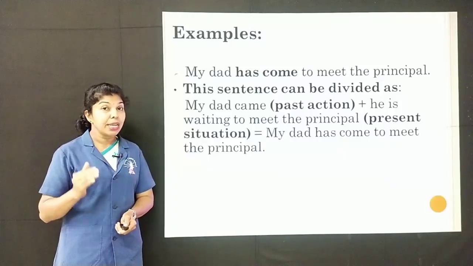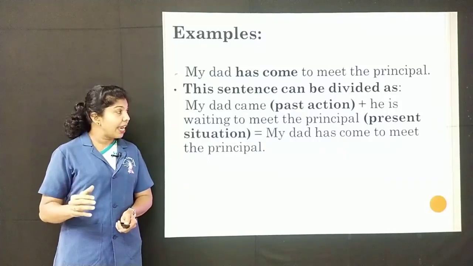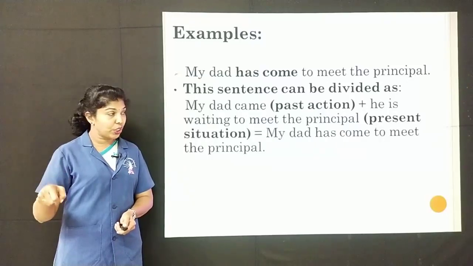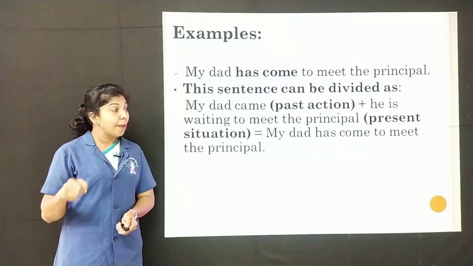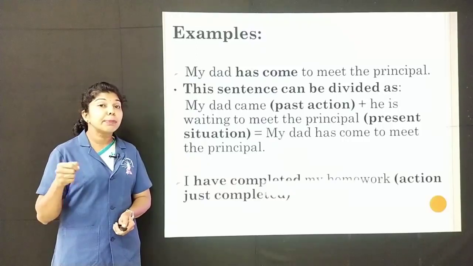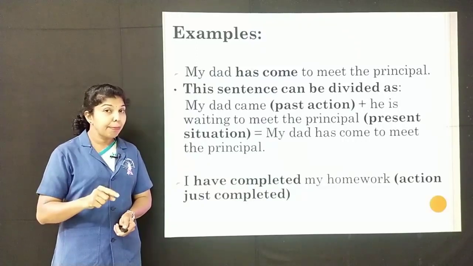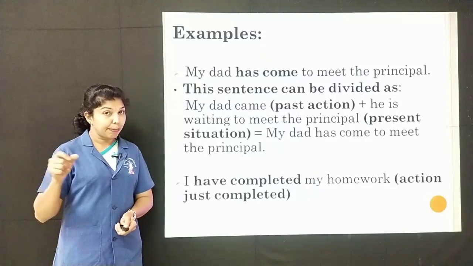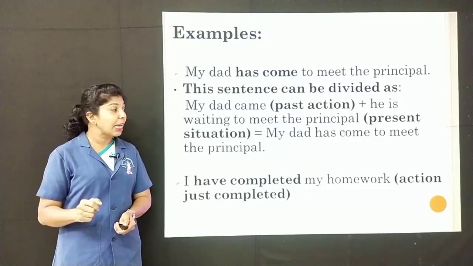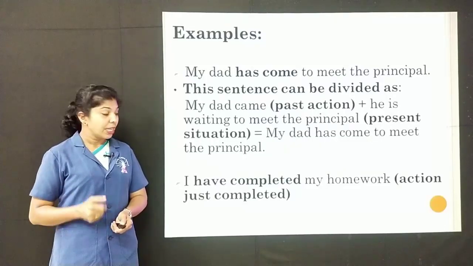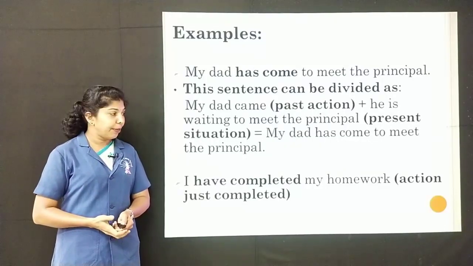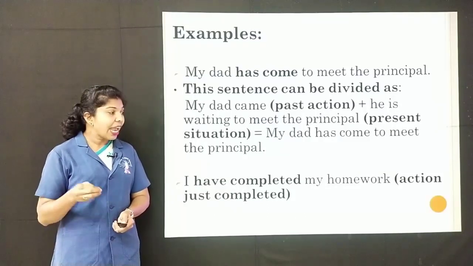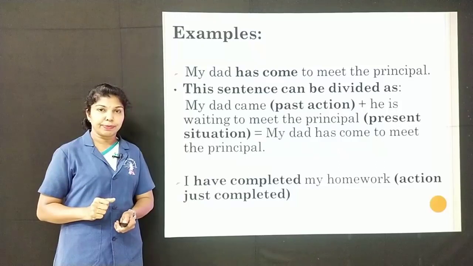My dad came is a past action and he is waiting to meet the principal is a present situation. So that becomes my dad has come to meet the principal. My dad came plus he is still waiting to meet the principal. That becomes my dad has come to meet the principal. Now see this particular example where the action is just completed. I have completed my homework.